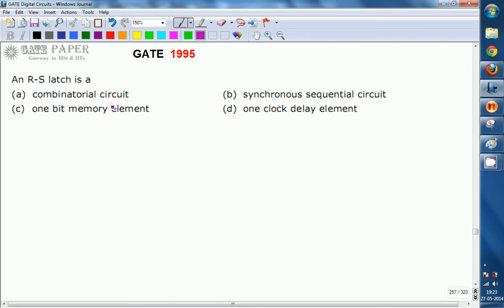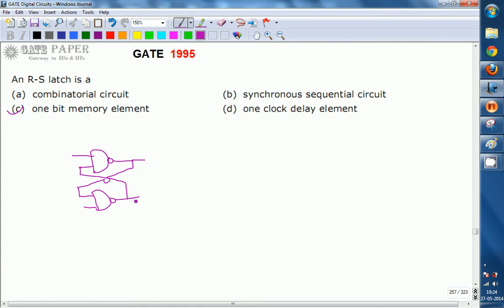Okay, so the right answer for this one is nothing but 1-bit memory element. RS latch is going to be a 1-bit memory element. RS latch is simply a NAND latch, or it can be a NOR latch. If you are going with a NAND latch, two NAND gates are going to be cross coupled, such that the output of one NAND gate is connected as input for the other.